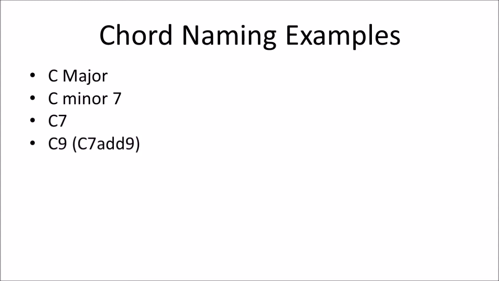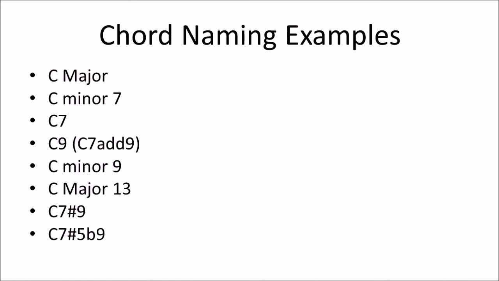So some examples would be, sticking to the theme of C chords here: C major, C minor 7, C7, C9, or C7 add 9. I'll use this example of the add just once so you can see it here, but it can be applied to any chord with an extension in it. C minor 9, C major 13, C7 sharp 9, also known as the Hendrix chord, C7 sharp 5 flat 9. So there's all sorts of combinations you can have when it comes to these chords.